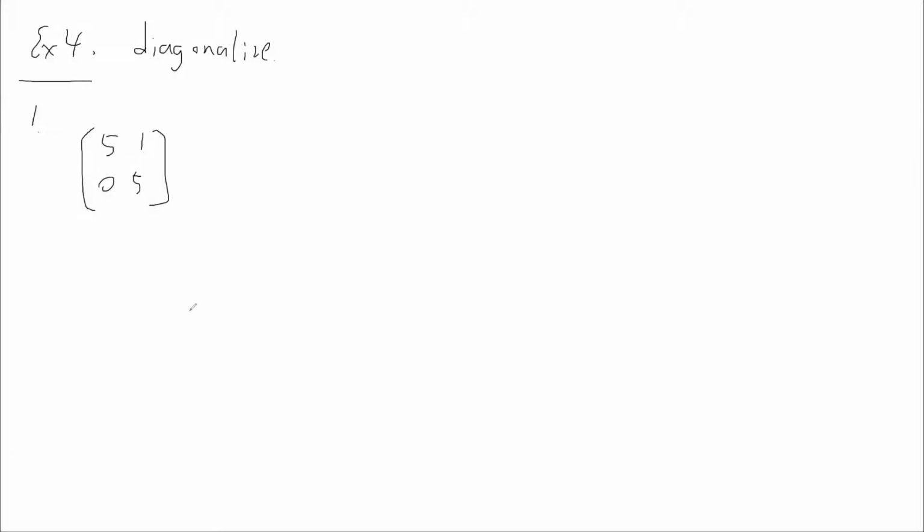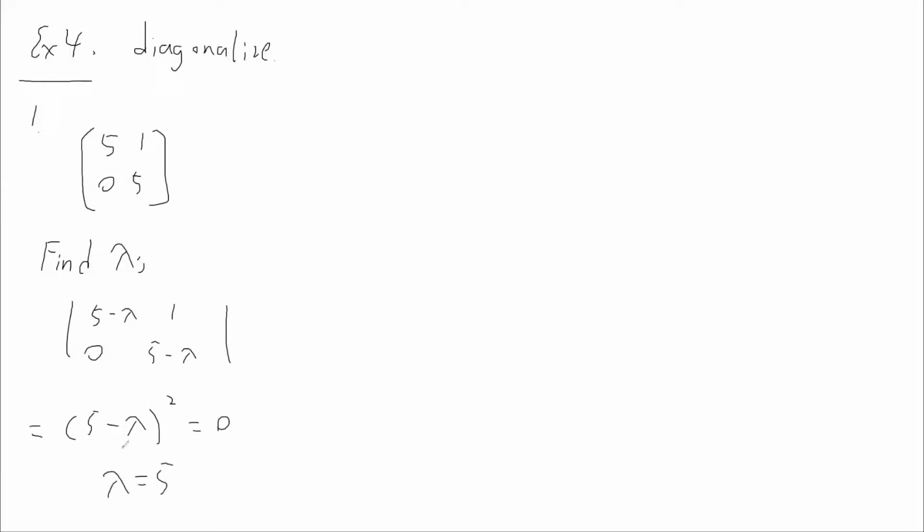Okay, example 4, part 1, we have a 2 by 2 matrix. So first step, let's find the eigenvalues of A. Find the lambdas. All right, to find eigenvalues, you just find the determinant of A minus lambda I. So again, just subtract the lambda. All right, so here the determinant is actually just (5 minus lambda) squared equal to 0, right? So we get that lambda is 5. And in this case, we actually get the eigenvalue 5 twice. All right, so next, let's find the eigenvectors of A.